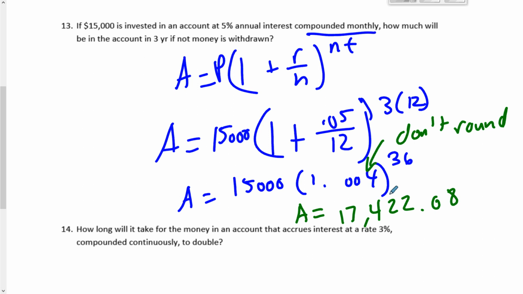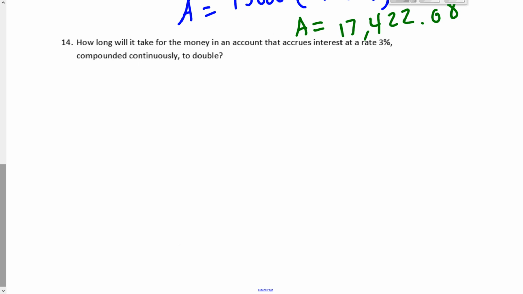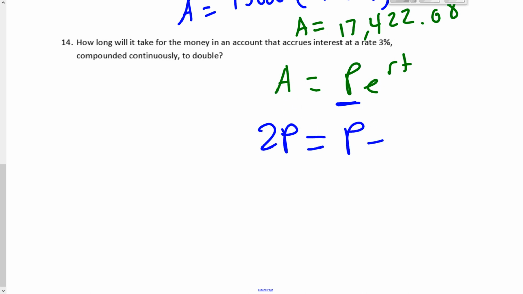Well, how long will it take for the money in any account to double with the interest rate at 3% compounded continuously? So compounded continuously, we're going to go ahead and use Pert, because it's compounded continuously. Well, how much money are we investing? All I know is I want double. Double of what? Double of my principal. So wouldn't that be 2P? So the amount in the account at the end I want to be 2P, double the principal. I'm investing the principal, and I have my rate and my time.